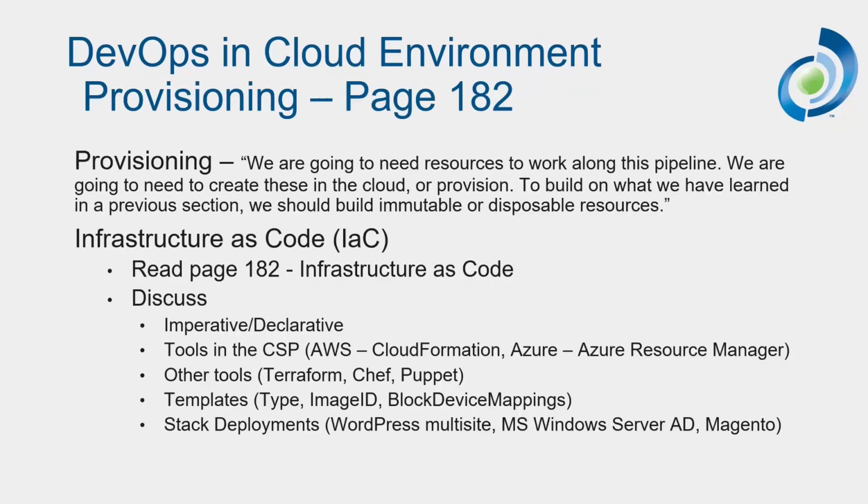All right, the next section we're going to talk about here is our provisioning. So we're going to need resources to work along this pipeline. We are going to need to create these in the cloud, or provision. To build on what we've learned in a previous section, we should build immutable and disposable resources. So that's a quote out of the book there.